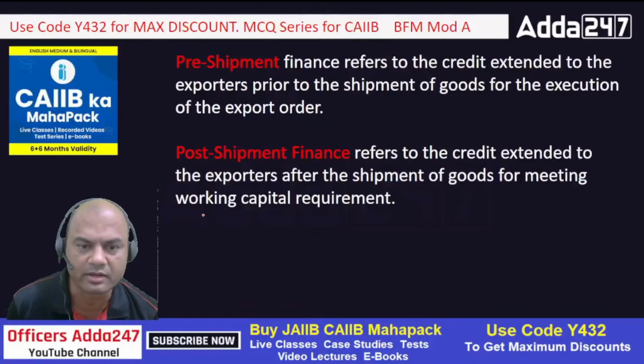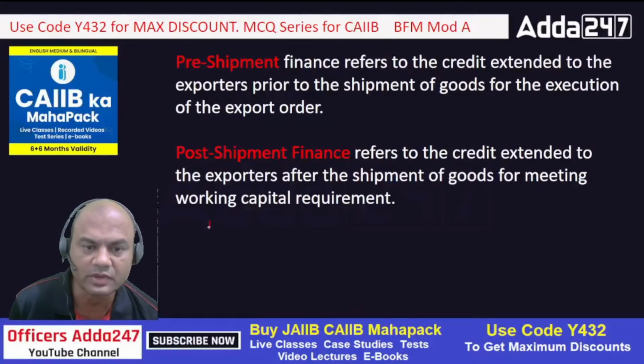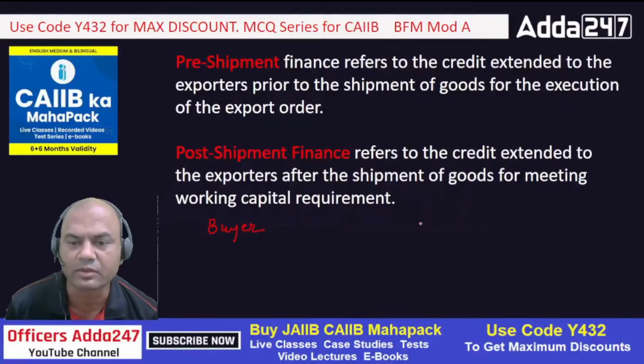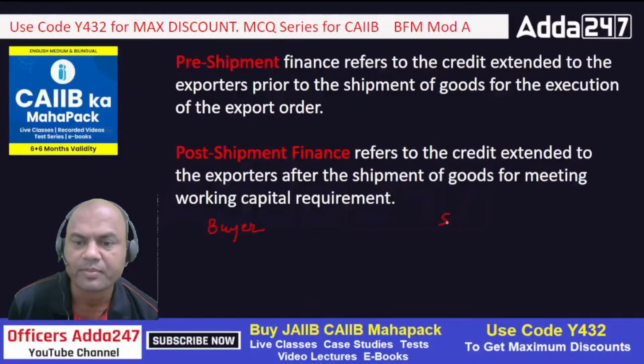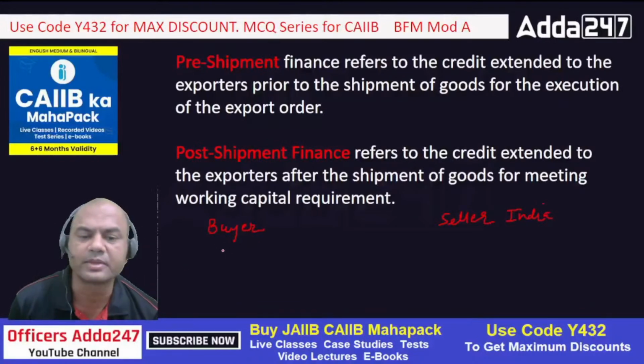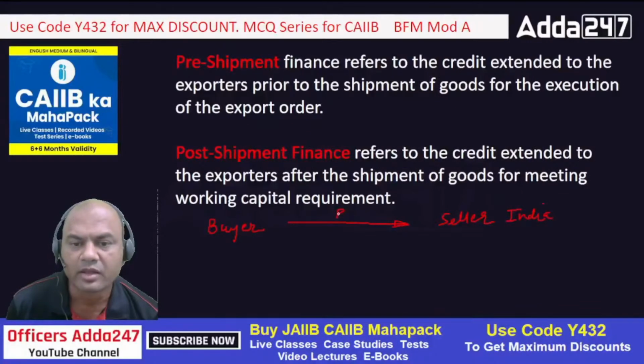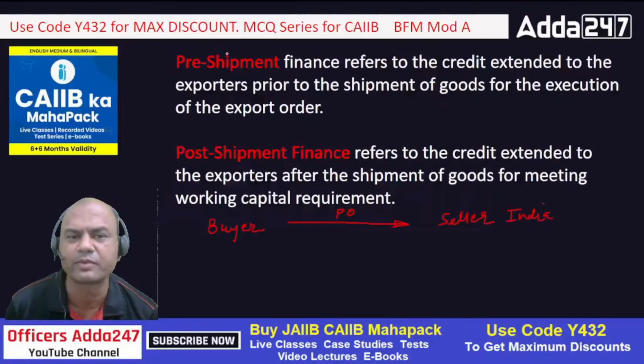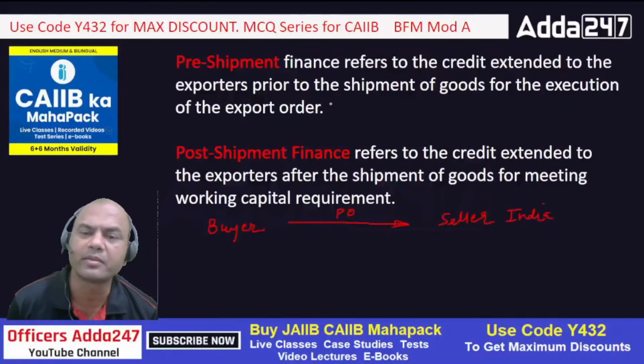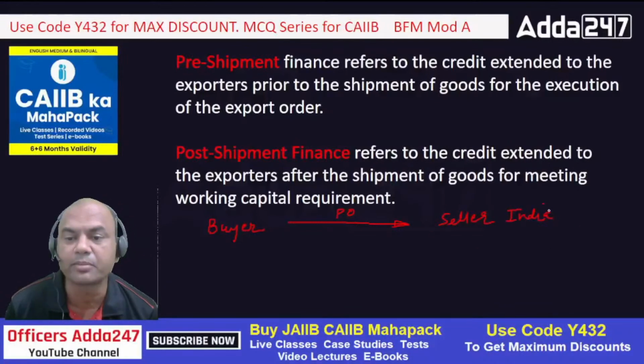Suppose there is a buyer in, let's say, USA, and I am the seller over here in India. Now what happens? This buyer gives the order, purchase order, PO we call it. Now once I get this PO, if I am a bigger company, then I don't need pre-shipment finance. But if I am a smaller company, I'll definitely be needing pre-shipment finance.